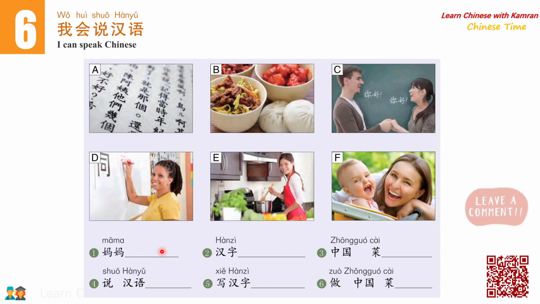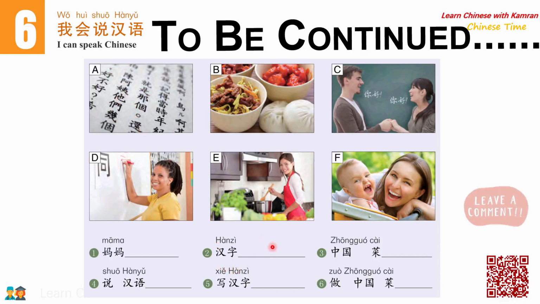So here we have a quiz for you guys, a very simple quiz. Here you can see that we have 6 pictures and 6 fill in the blanks. We have to use these pictures and fill these blanks. For example, if we go here, second Hanzi, it is a Chinese character. So if we go here in pictures, A is where we can see Chinese characters. We can write here A. And similarly, you have to fill all the blanks.